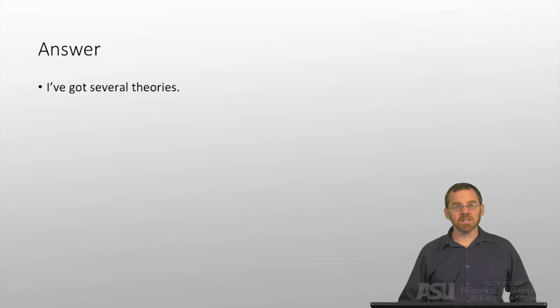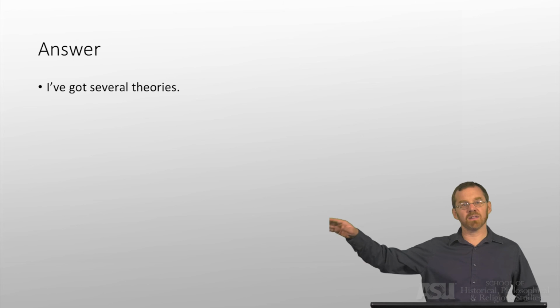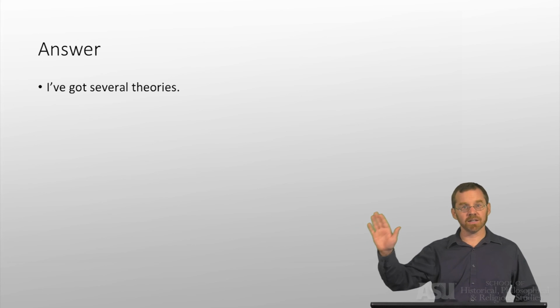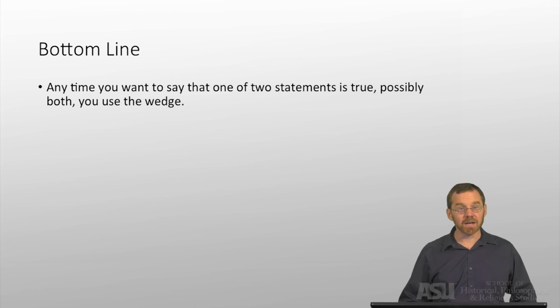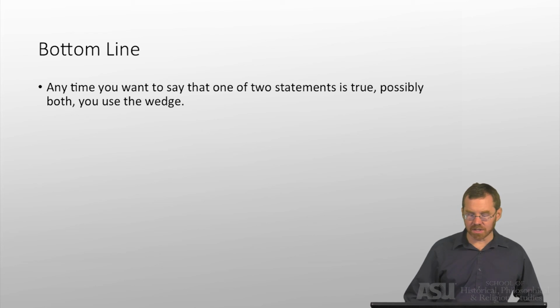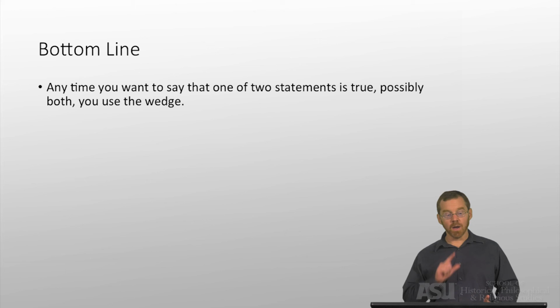I have several theories as to why we use the inclusive or instead of the exclusive or. We'll actually talk about one of them in the last week. If you're interested, contact me, but I'm going to leave that aside for now. The bottom line is this. Anytime you want to say that one of two statements is true, possibly both, you use the wedge.